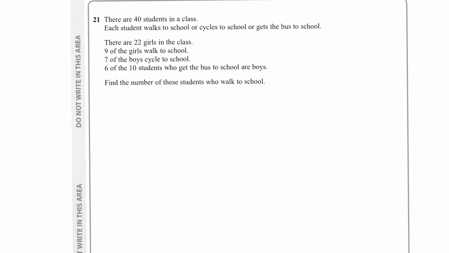Okay, so question 21, it says there are 40 students in a class. Each student walks to school, cycles to school or gets the bus to school. It says that there are 22 girls in the class, 9 of the girls walk to school, 7 of the boys cycle to school, and 6 out of 10 of the students who get the bus to school are boys. So we can draw this in a very lovely table.